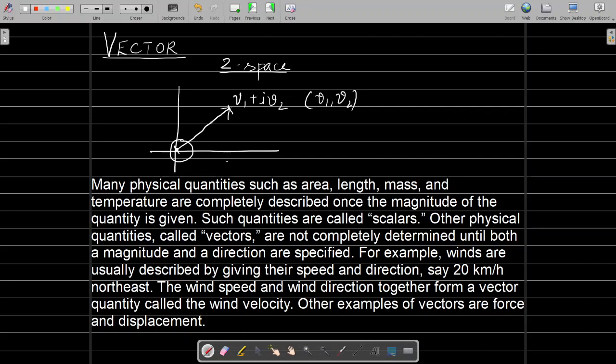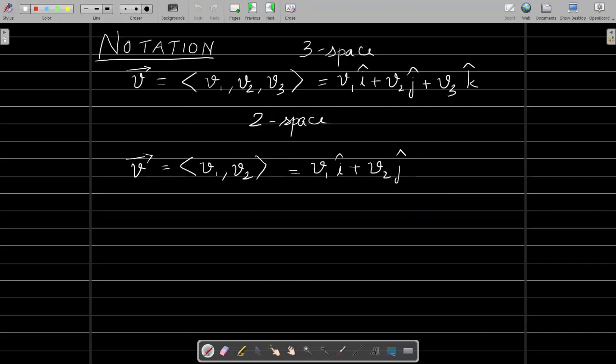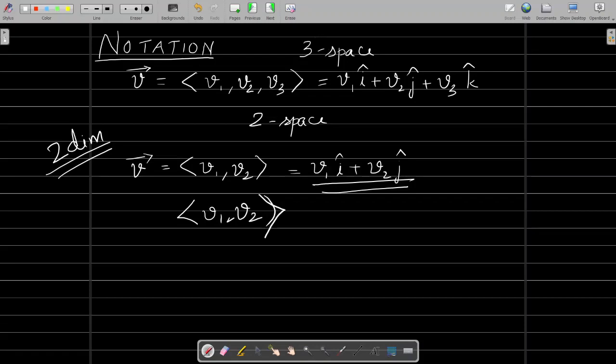Okay, so in this module we will be studying vector valued functions. So how is a vector denoted? Usually in two space, that is in two-dimensional space, a vector is denoted like this: v equal to v1i plus v2j, or it is simply denoted in ordered pairs like this, say v1 comma v2. Now in three-dimensional space, a vector is denoted like this: v1i plus v2j plus v3k, or in other notation, it is denoted in ordered triple like this: v1, v2, v3, using these brackets.